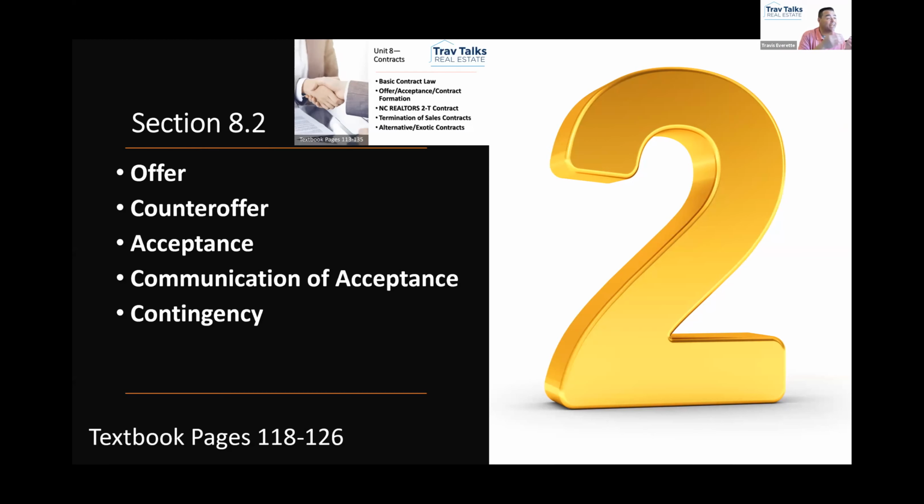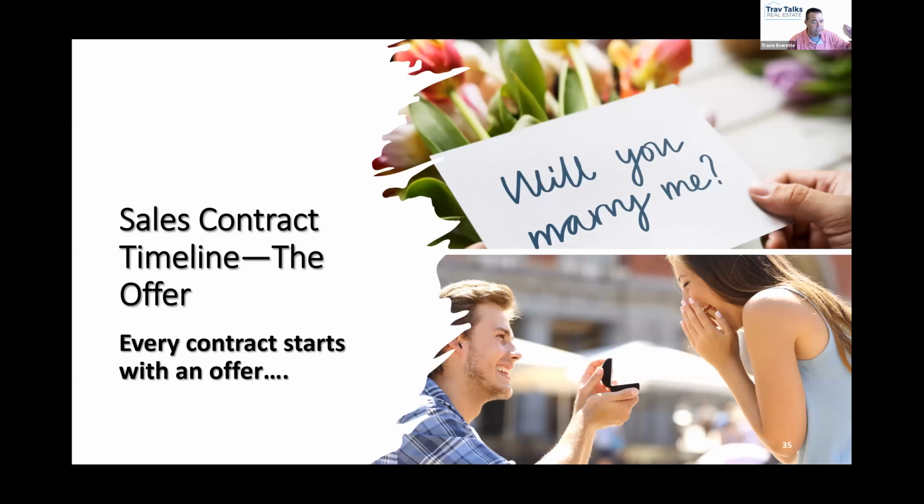8-2 is all about getting us under contract. 8-1 was about what kind of contract we have once the agreement is formed. 8-2 is about the offer and acceptance process and the process we go through to get to a contract. And so I'm going to give you those same three slides that we looked at this morning and just kind of reset your brain. Every contract has to start with an offer. And so that's what we're going to deal with here in 8-2, that offer, that will you do this type moment.